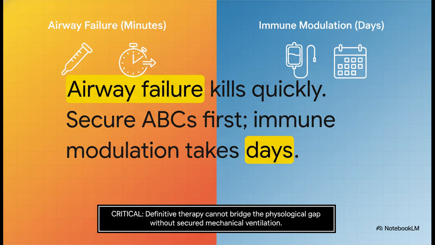You simply cannot bridge a patient across days of paralysis without a secured airway. You must secure the ABCs first. That concludes the simulation block. Keep these physiological hierarchies strict, and you will dominate these clinical scenarios.